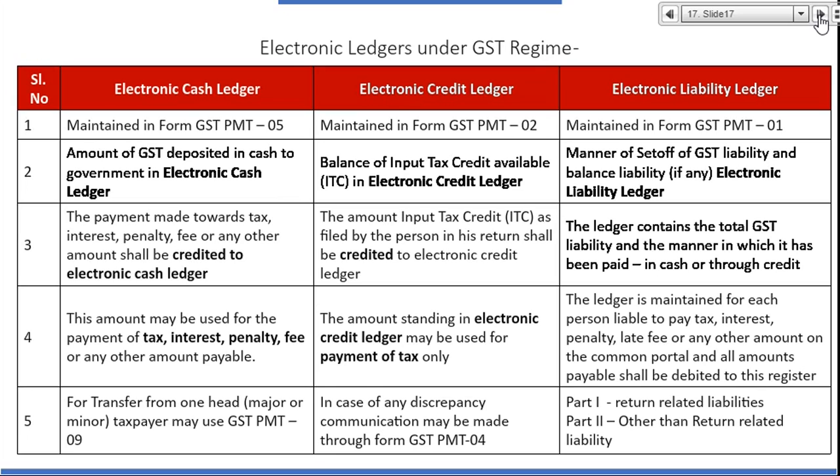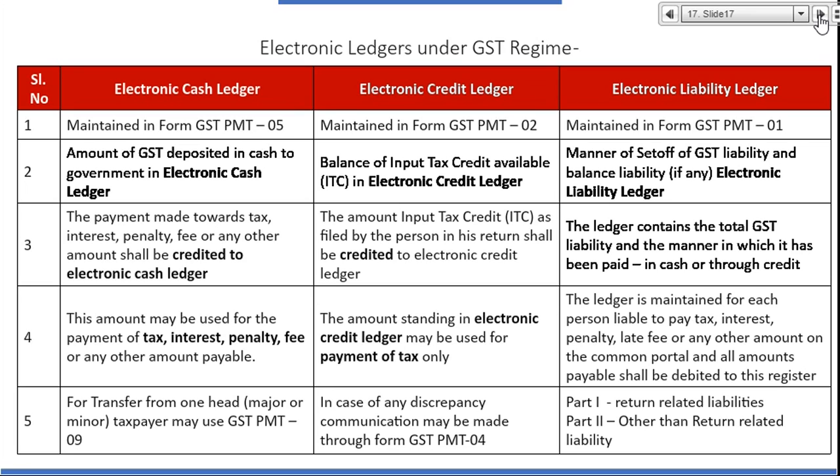electronic credit ledger. What is the electronic credit ledger? It is maintained in form GST PMT 02. Whatever credit you claim in GSTR 3B will come in your electronic credit ledger. The balance of credit available is called the electronic credit ledger. So the amount of ITC as filed in GSTR 3B will be credited in the electronic credit ledger.